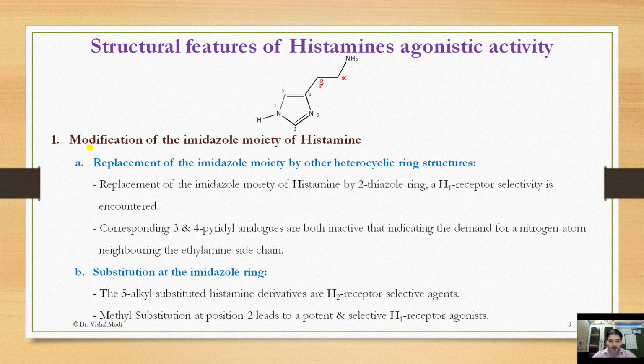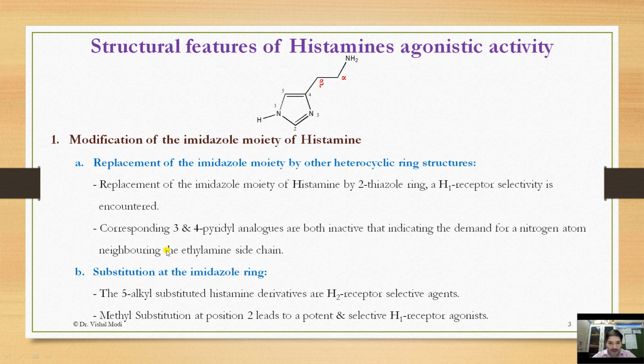It has two types of modification. Number one is the replacement of the imidazole moiety by another heterocyclic ring structure. In the replacement of the imidazole moiety of histamine by a 2-thiazole ring, H1 receptor selectivity is encountered. Then the corresponding 3 and 4 pyridyl analogues are both inactive, indicating the demand for a nitrogen atom neighboring the ethylamine side chain. This means a neighboring amino group is required for the ethylamine side chain.